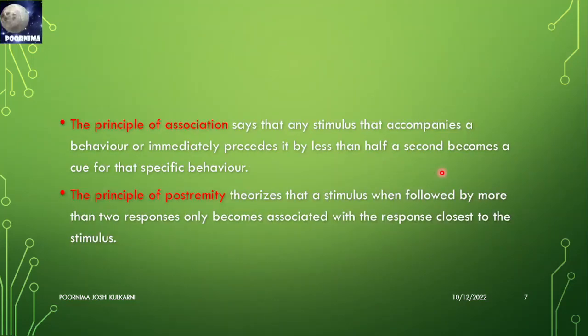The principle of association says that any stimulus that accompanies a behavior, or immediately precedes it by less than half a second, becomes the cue for that specific behavior. This is the principle of association. The principle of postremity states that when a stimulus is followed by more than two responses, it only becomes associated with the response that is closest to the stimulus. Immediately after the stimulus, which response comes? The first response is the response to that stimulus. Postremity means after that stimulus.